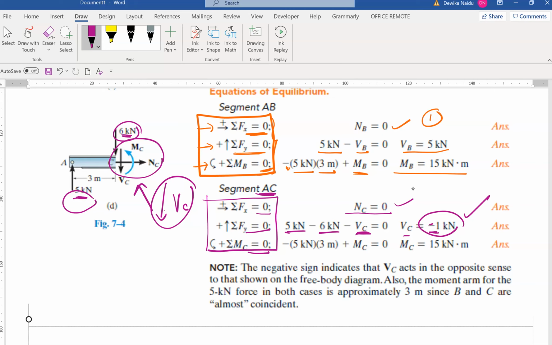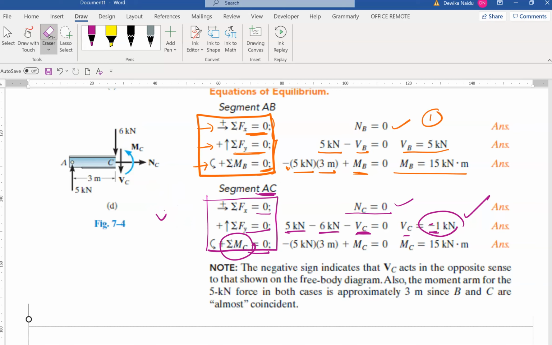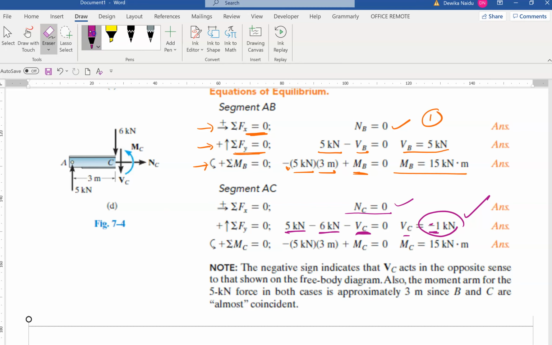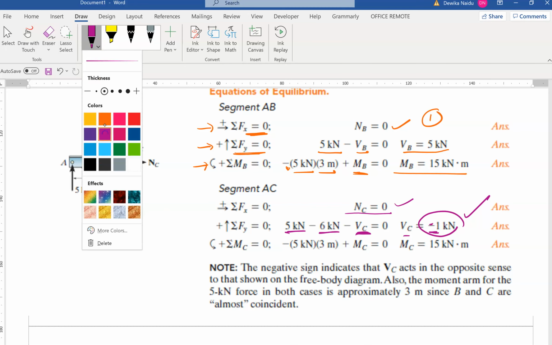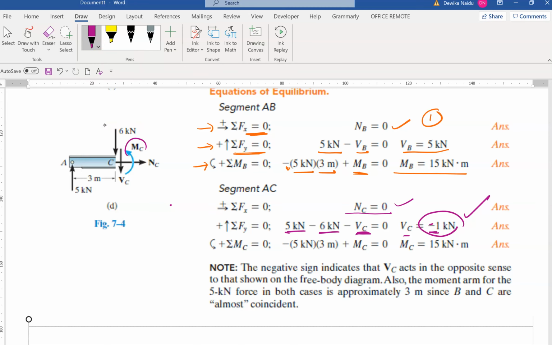Okay, next we do your Mc. Where is the Mc? Mc is here. I'm going to erase all this, because of so much scribbling. Okay, let's look at a clean sheet now. So now we have Mc.